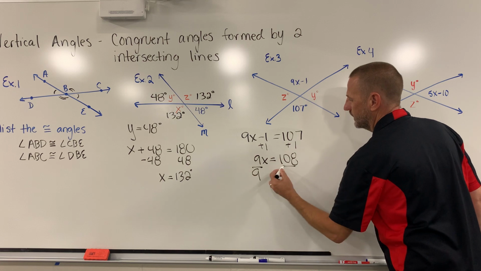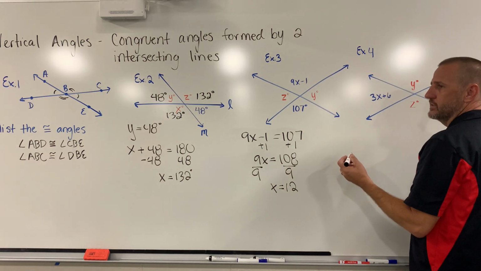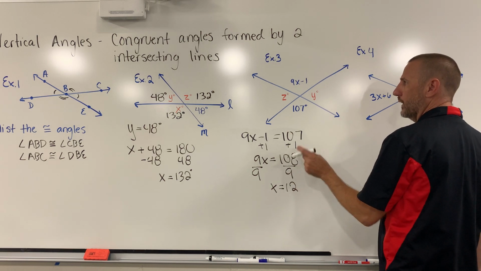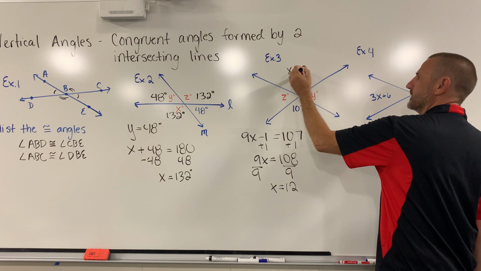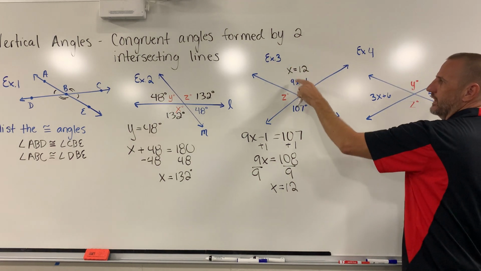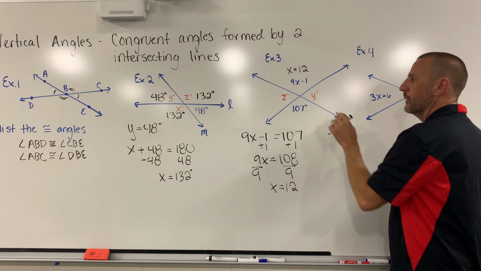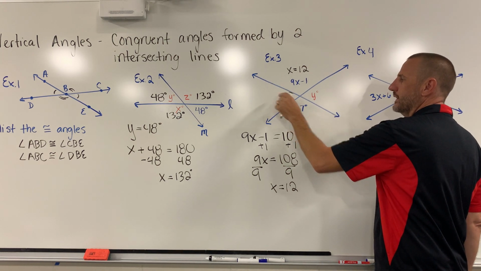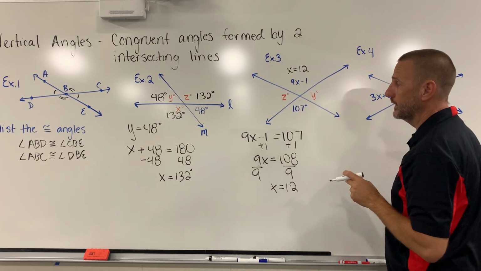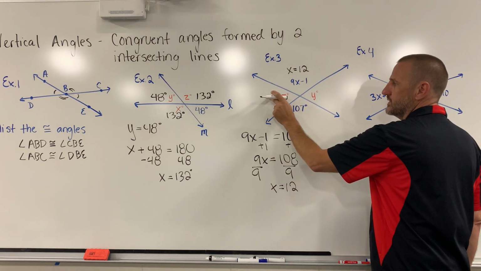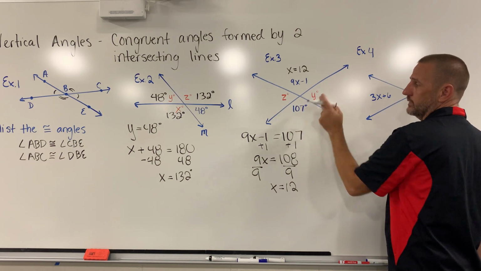Divide by 9, x comes out to be 12. Okay, so I know that x is 12. So if I'm solving the math problem for algebra here, x is equal to 12. And if I plug that in, 9 times 12 is 108, take away 1 is 107. But more importantly, what is this one right here? Well, I know that these two are supplementary and they form a linear pair. So if this one is z and this one's 107, let's say I choose these two, or I could choose these two, it doesn't matter.